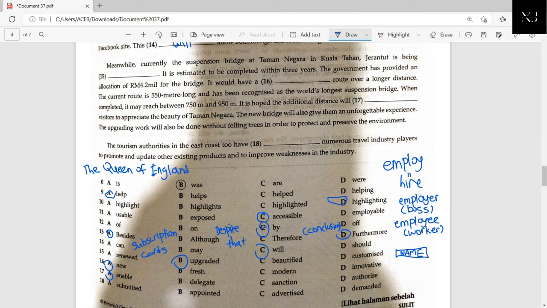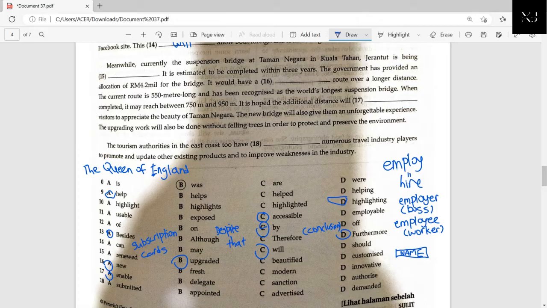Sanction, on the other hand, means like a penalty or a punishment that you give to the other person when the other person breaks the law of the country. Okay, so yeah, let us continue. The new bridge will also give them an unforgettable experience.